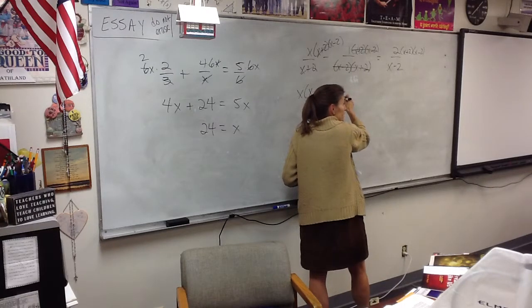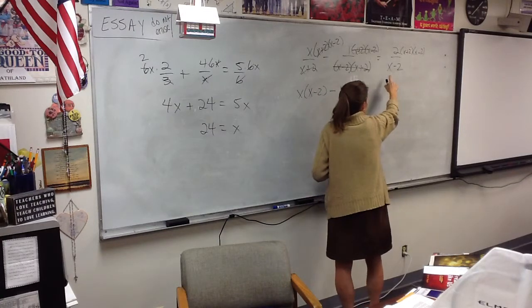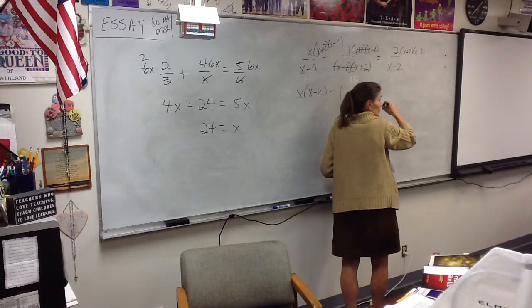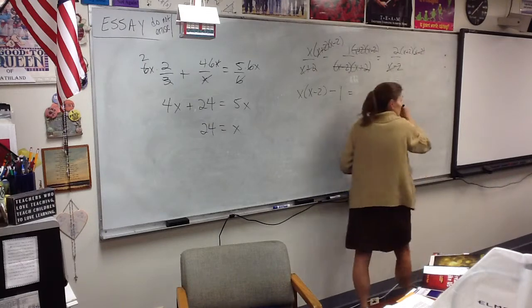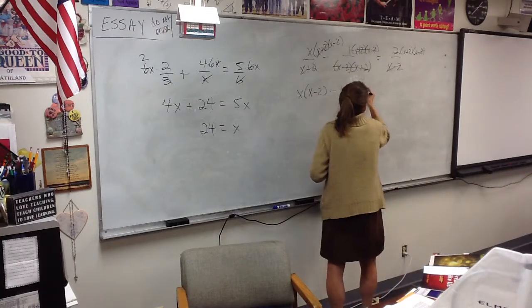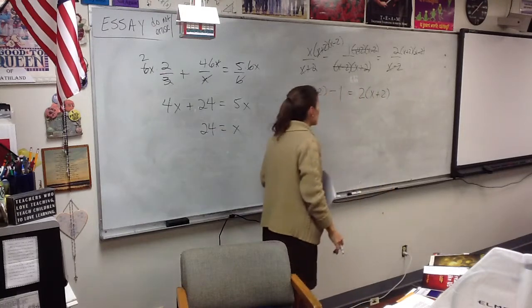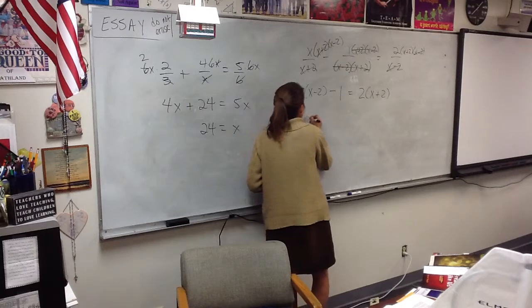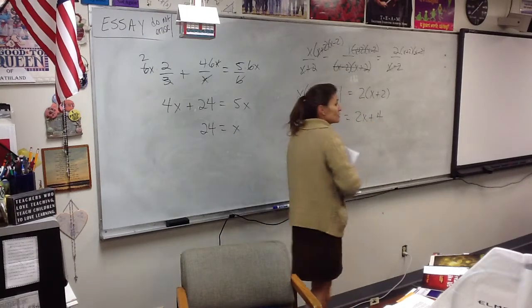What's left here? This is going to cancel, so what's left? Just 2x plus 4. 2 times x plus 2, which, yes, distributes to become that. So we have x squared minus 2x minus 1 equals, as Alex said, 2x plus 4.